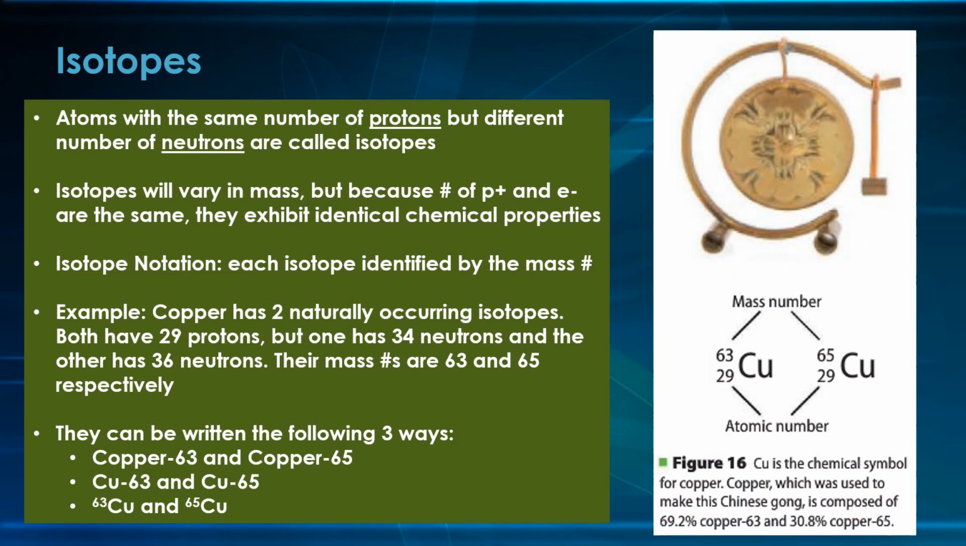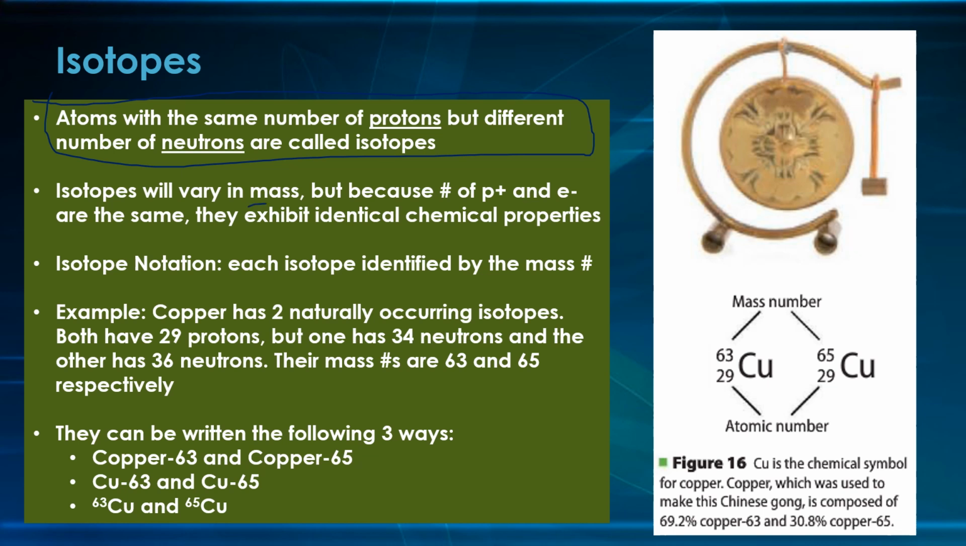So Dalton was very nearly correct when he said that all atoms of the same element are identical. The only thing that we have to change in order to correct that part of his postulate is that mass number can vary. Atoms with the same number of protons but different number of neutrons are called isotopes. And this is another very important definition. Atoms with the same number of protons but different number of neutrons are called isotopes.